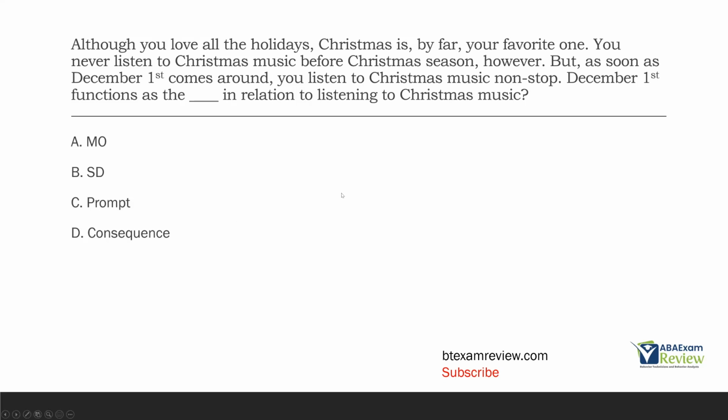And it's not a consequence because it's clearly coming before listening to Christmas music. One of the most important things you can do while studying for the exam is to really understand the difference between an MO and an SD. It's one of the most important skills that RBTs need to pass the exam. An MO simply makes you want or not want. An SD says, okay, it's available or not available. In this case, Christmas music is always available, but only when December 1st comes around does the value increase. Do you want the Christmas music more? So December 1st functions as the MO in relation to listening to Christmas music.